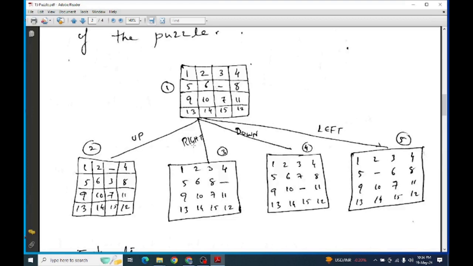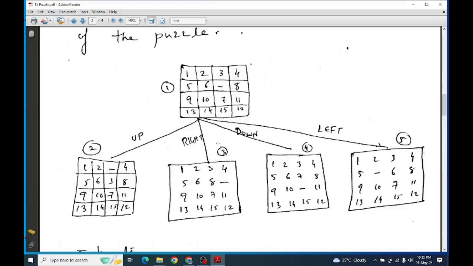Then right, that is, by pulling this tile 8 left. We have pulled the tile marked 8 to the left side. Then down means you are moving the vacant space down, that is, pulling this tile marked 7 up. You have pulled 7 up, and now the vacant space is moved down. Then left, that is, by pulling the tile number 6 right.